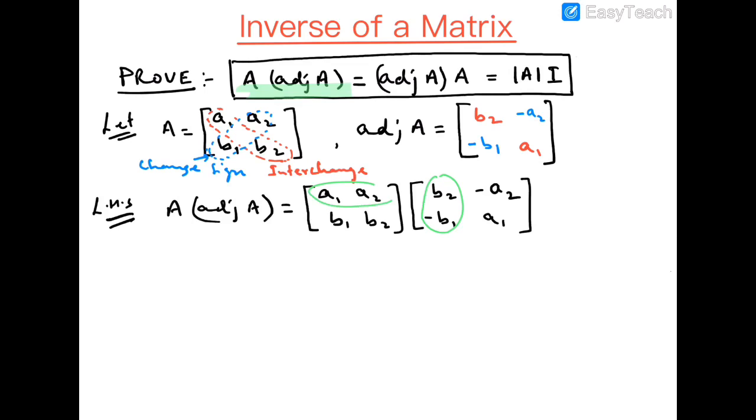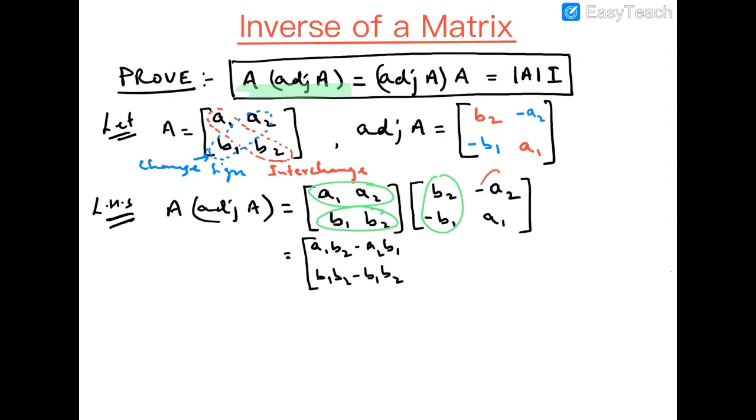For that, let's take the first column of the second matrix and the first row of the first matrix, and now multiply a1 with b2, then plus a2 with minus b1. So we will get minus a2 b1. Now take the second row and repeat the process again. So we will get b1 b2 minus b1 b2.